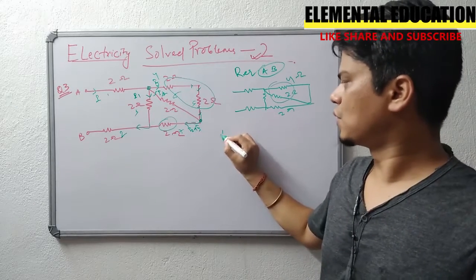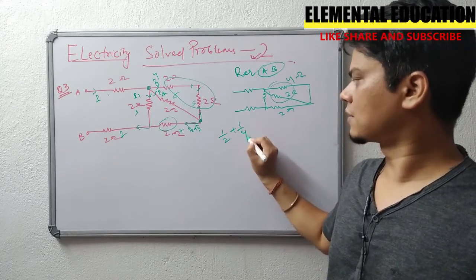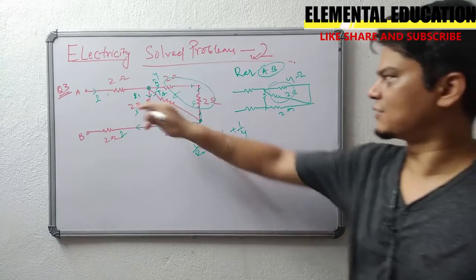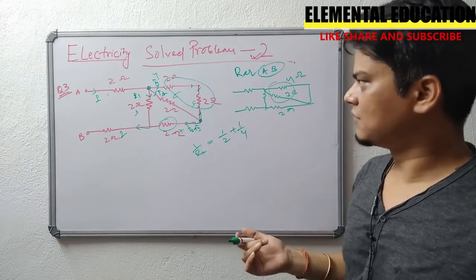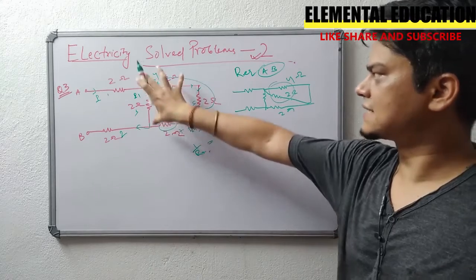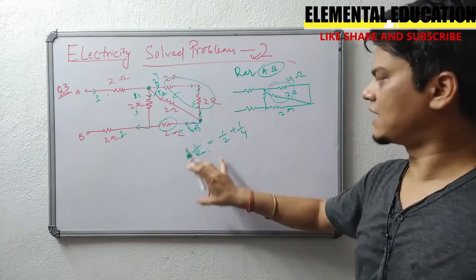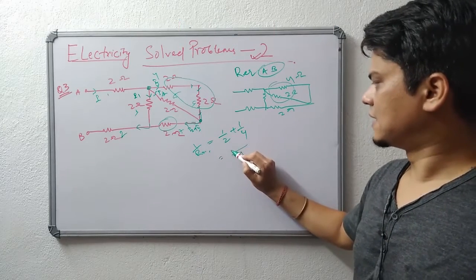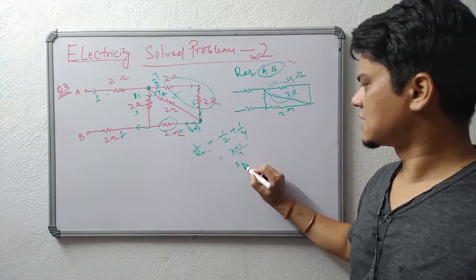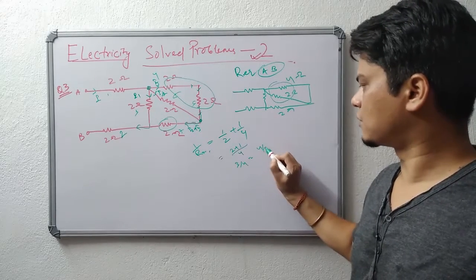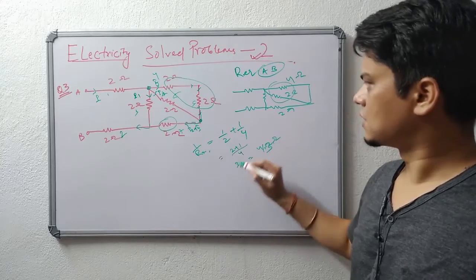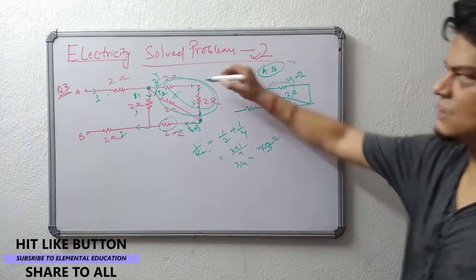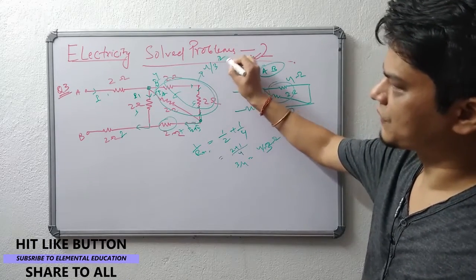So what will be the value? 1 by 2 plus 1 by 4. Anyways, leave it. So R equivalent in this scenario, in this small circuit, small division, R equivalent is equal to 1 by 2 plus 1 by 4. So what will be the value? 2 plus 1, that is 3 by 4, or 4 by 3 ohm. These 3 in total is 4 by 3 ohm.